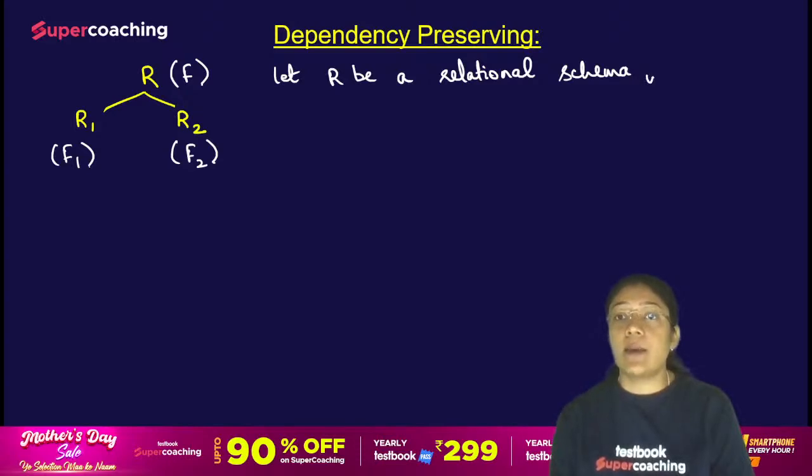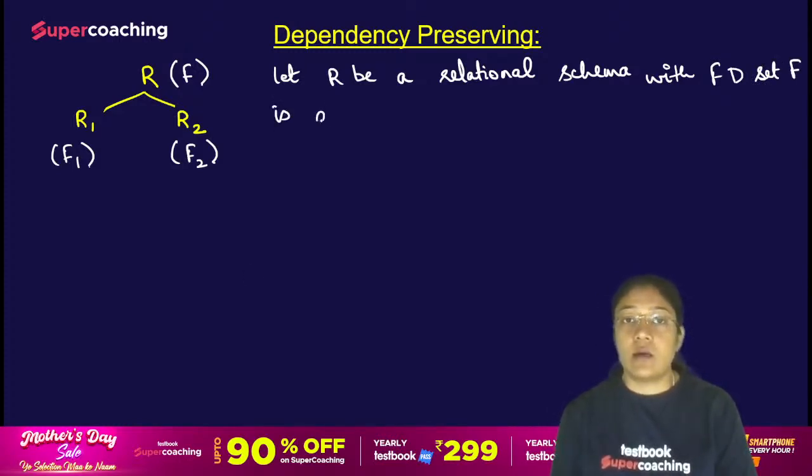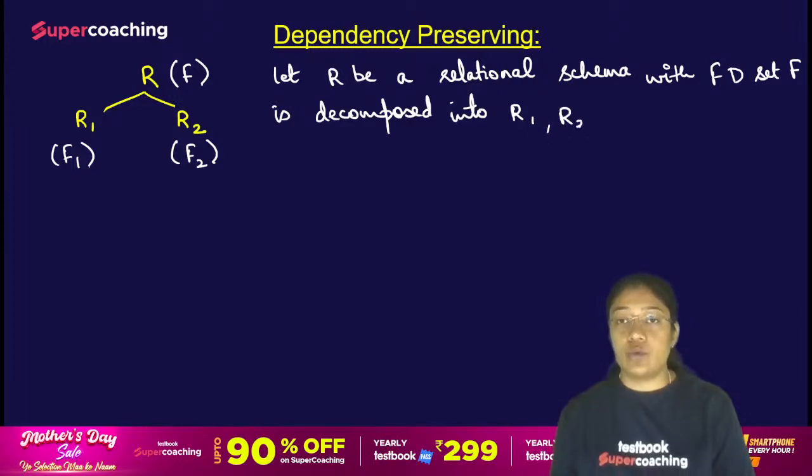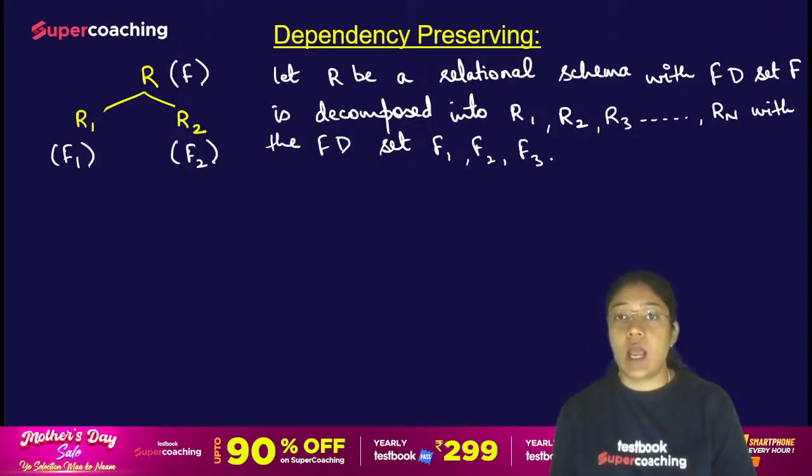Okay, relational schema with functional dependency set F is decomposed into sub relations. Relation R is decomposed into sub relations R1, R2, R3 and so on up to Rn with the functional dependency sets F1, F2, F3 and so on up to Fn respectively.